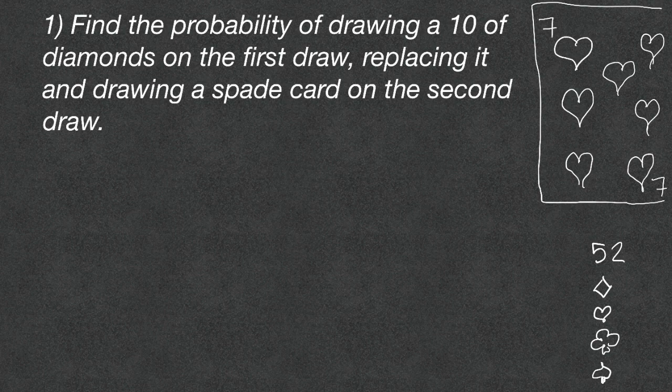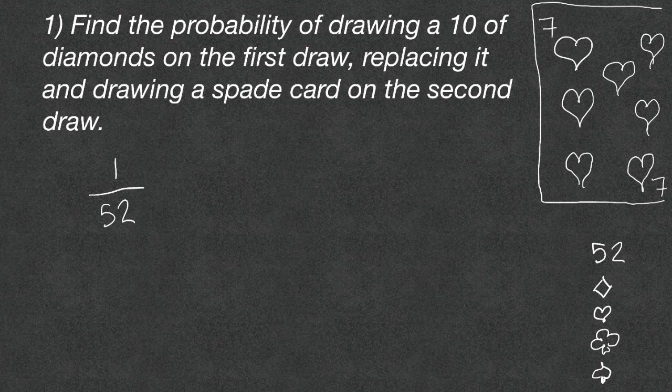So what are we trying to find? Well, the probability of drawing out a 10 of diamonds the first draw is a 1 in 52 chance, because there's only one of those in the entire deck. And they're asking, find the probability of drawing a 10 of diamonds on the first draw, replacing it and drawing a spade card the second draw.